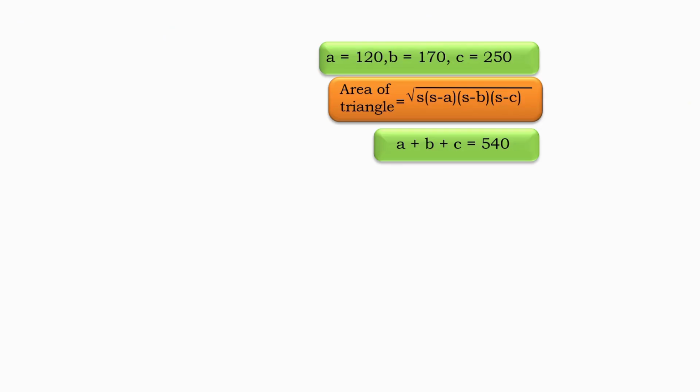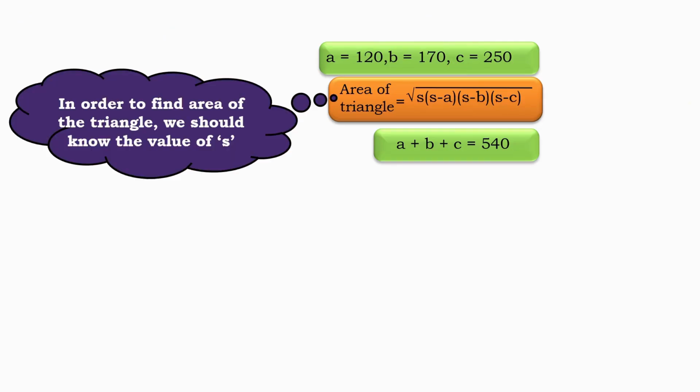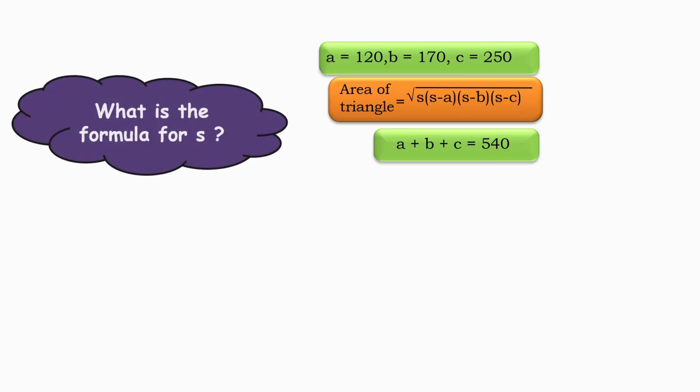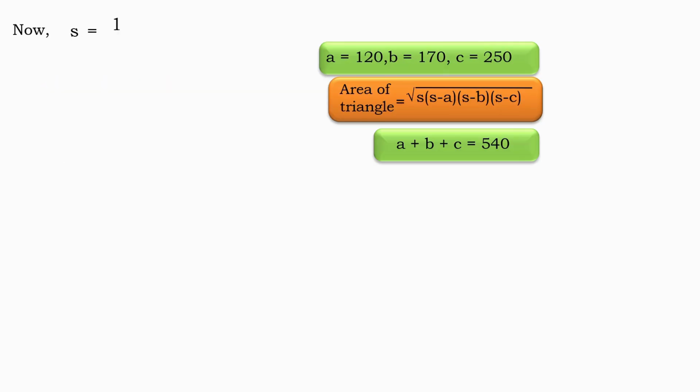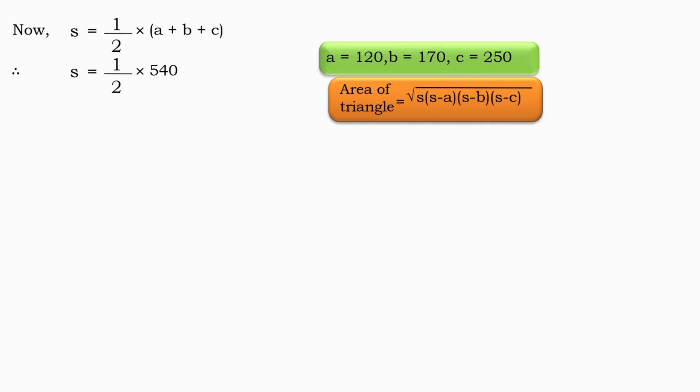Now we know the value of A, B and C. So in order to find the area of the triangle, we should know the value of S. So what is the formula for S? That is half of the perimeter. So now S is equal to half into A plus B plus C. So S is equal to half into 540. So that is coming 270. So S is 270 centimeter.